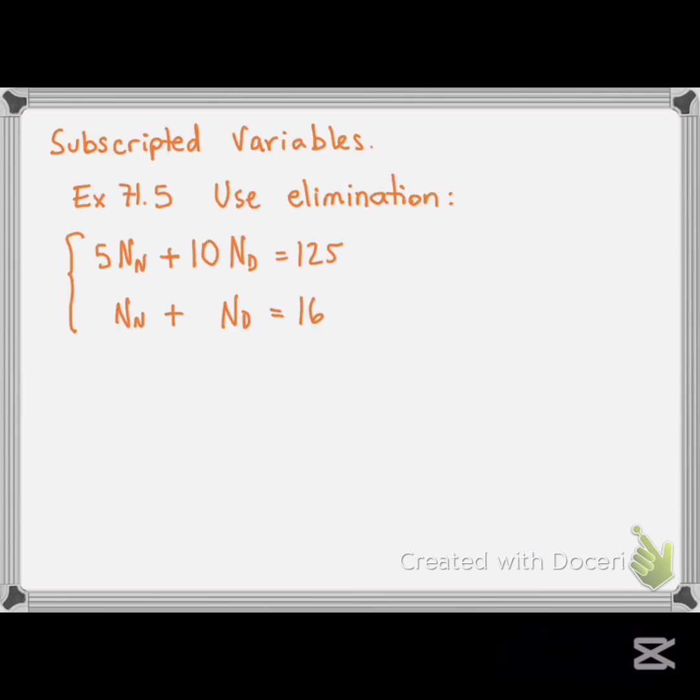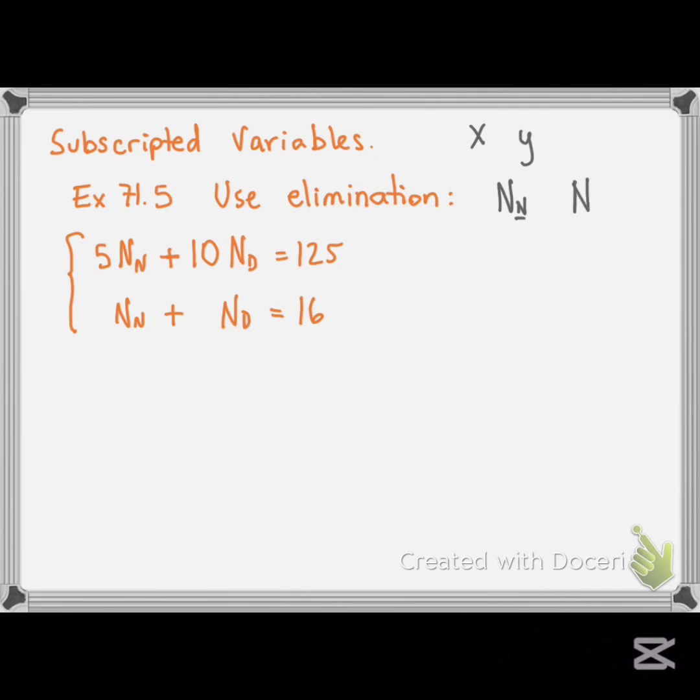In the second part of the lesson, we're going to practice how to solve systems of equations with subscripted variables. Now, the subscripted variables are the same thing as x and y, but they represent something. So, for example, for n, we can say it represents the number of nickels, or the number of nuns, or the number of notebooks, whatever we can say that starts with n.